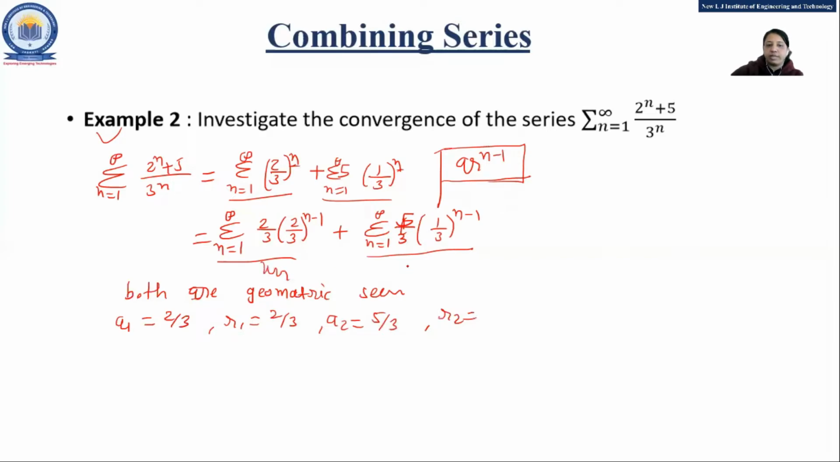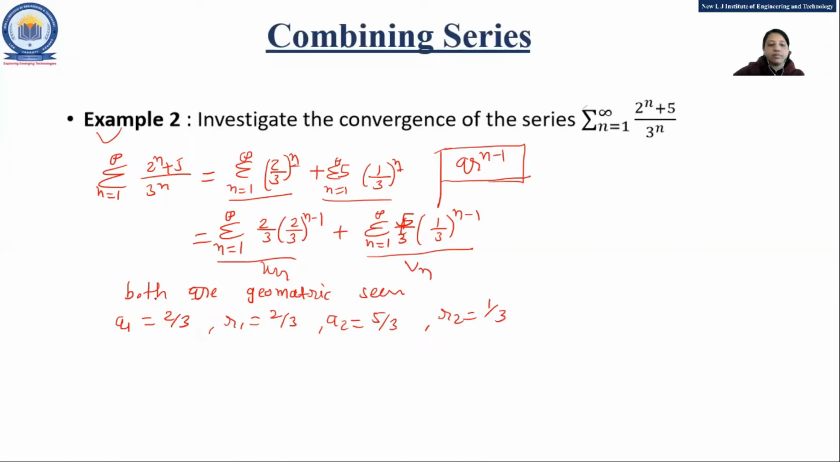Suppose this is UN and this is VM. So we are doing addition of two series. If the addition of these two series is convergent, we can say this final series is also convergent or divergent, whatever. R2 is 1 by 3. Okay. Any doubt?